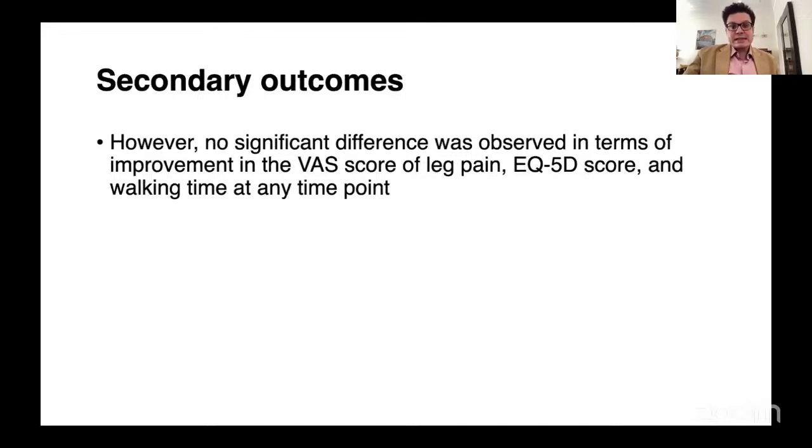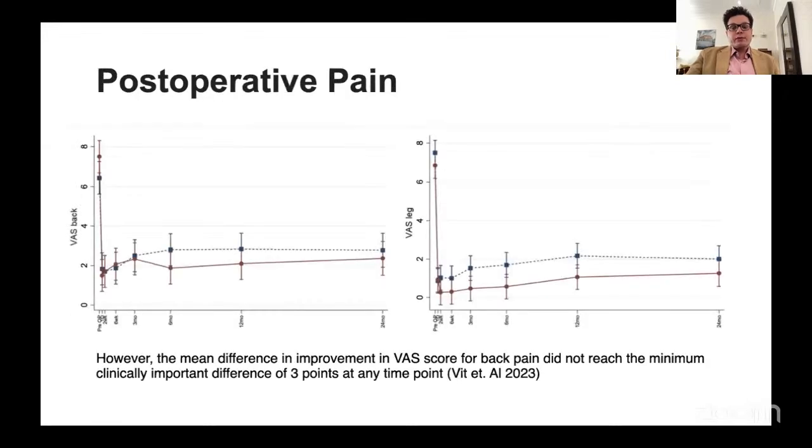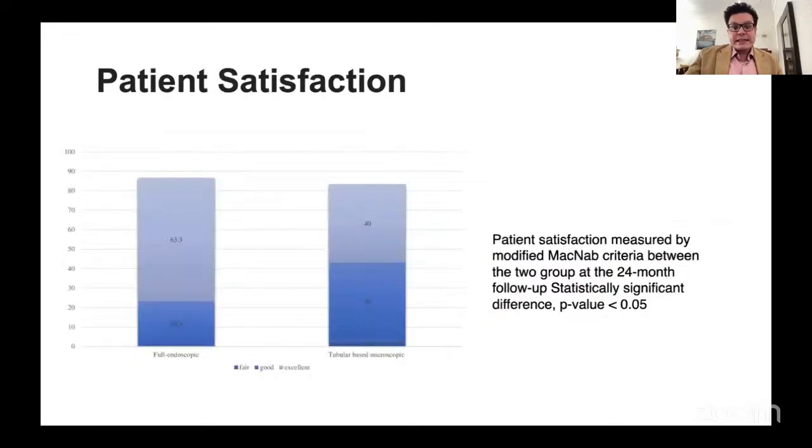In this study there was no significant difference observed in terms of improvement of VAS score and leg score, EQ5D score, and walking time at any time point of the follow-up. In the diagrams, as we see, there is a depiction of the VAS score in the back and leg, and they did not reach the minimum clinical importance of 3 points at any time. But the only thing that was superior was endoscopic spine surgery. As we see, full endoscopic spine surgery has more patient satisfaction, as measured by the MacNab criteria between these two groups at 24-month follow-up.